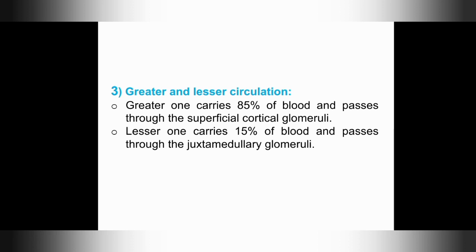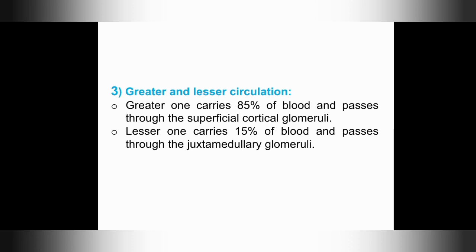And the lesser one, that is only 15% of blood, will be supplied to those glomeruli, those nephrons which are present in the juxtaglomerular region. What is the juxtaglomerular region? This is actually the cortex region which is connected with the medullary region. So in between the cortical and the medullary region, that is known as the juxtamedullary region, the junction between the cortex and the medulla.